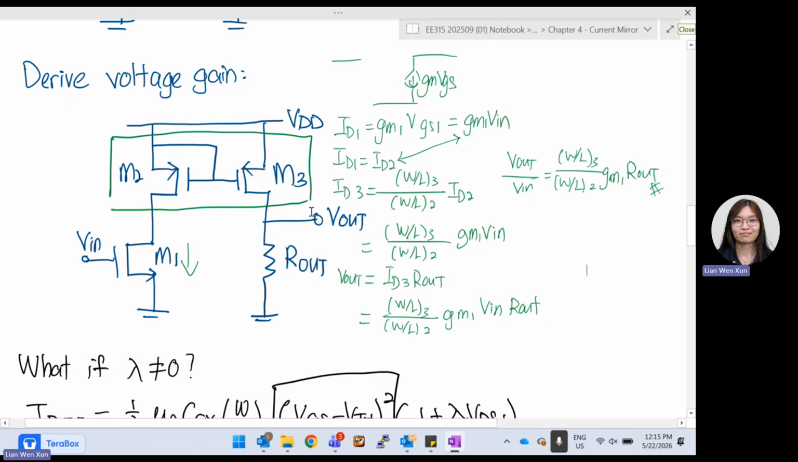Can we say this Vout is basically the voltage drop at R2, Rout? I have a current ID3 flowing down. So V equals IR: ID3 times my Rout is equal to my Vout. So 3/2 sizing times gm Vin times Rout is equal to my Vout. So what is Vout over Vin? You just move this Vin to the other side. It will just be 3/2 sizing times gm1 Rout. So that's your answer.